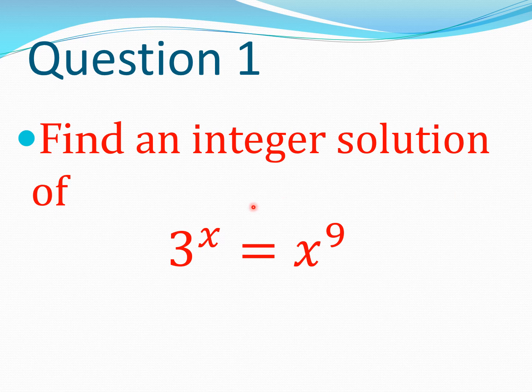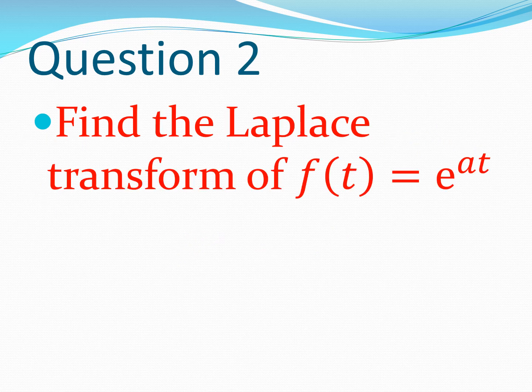So question number 1 asks you to find an integer solution of this equation 3 to the power x equals x to the power 9. So the fact that you have been told that the integer solution has to be found makes your life somewhat simpler. Question number 2 asks you to find the Laplace transform of this function.